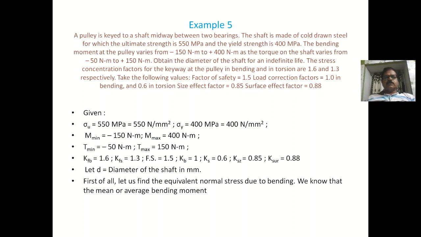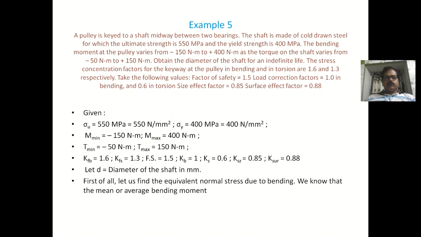The stress concentration factors for the key way at the pulley in bending and torsion are 1.6 and 1.3 respectively. Take the following values: factor of safety 1.5, load correction factor 1.0 in bending and 0.6 in torsion. The size factor is 0.85 and surface finish factor is 0.88. So these are the given data.